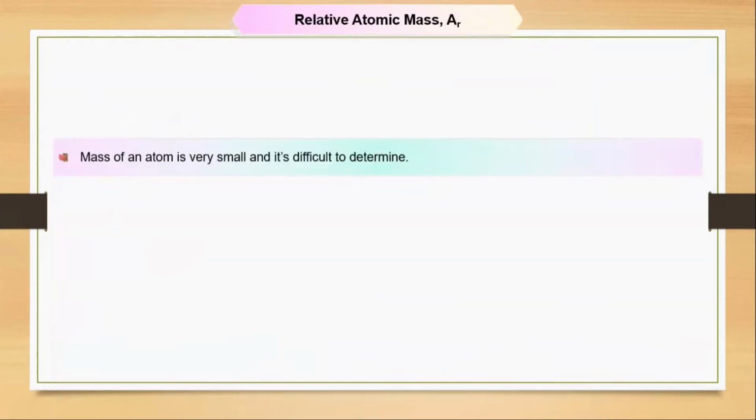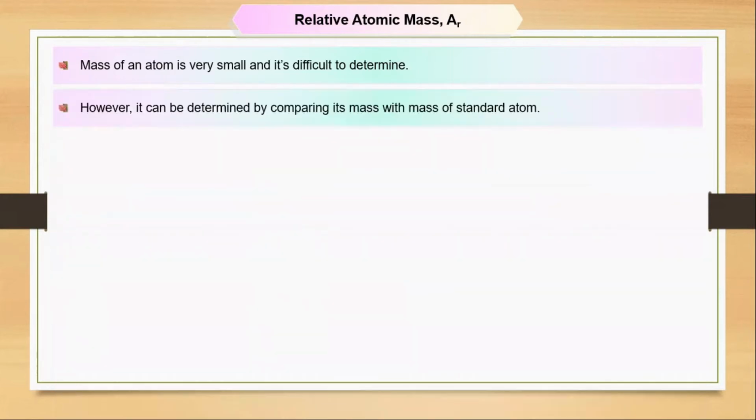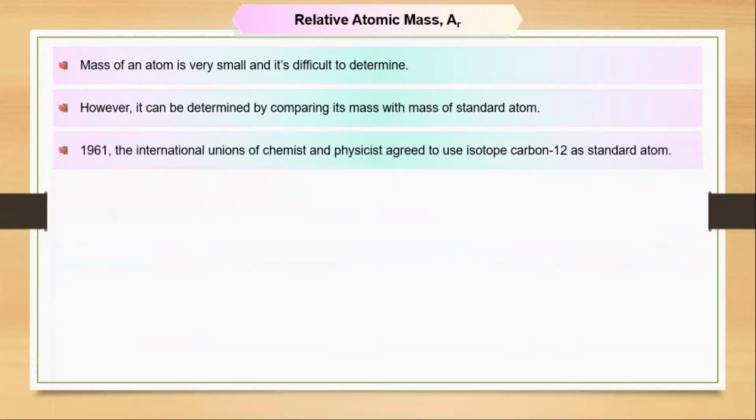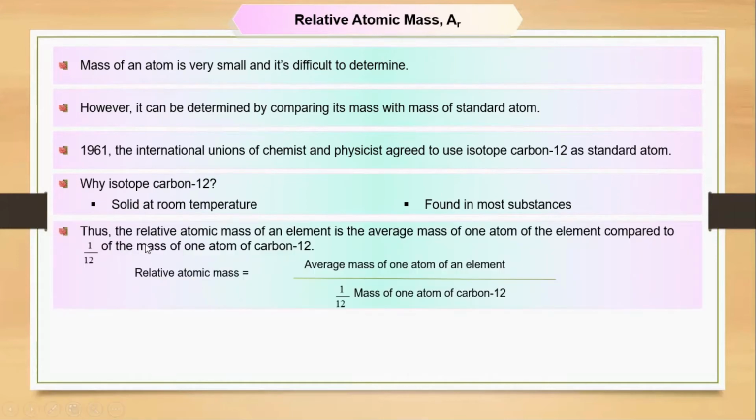Relative atomic mass, Ar. Mass of an atom is very small and it's difficult to determine. However, it can be determined by comparing its mass with mass of a standard atom. In year 1961, the International Unions of Chemists and Physicists agreed to use isotope carbon-12 as standard atom. Why isotope carbon-12? There are a few factors. First, it is solid at room temperature, found in most substances.